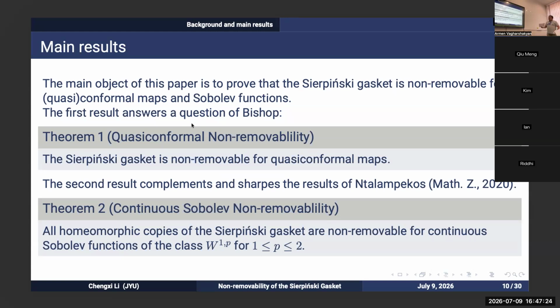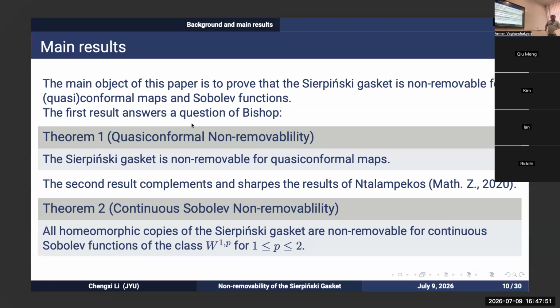Actually, the main result is about quasi-conformal removability, because if we have the quasi-conformal non-removability, then we can derive the continuous Sobolev non-removability, because we know that the definition of quasi-conformal maps needs to be W^{1,2}_loc. So the main theorem we can see as Theorem 1, and we need this to show the quasi-conformal non-removability.